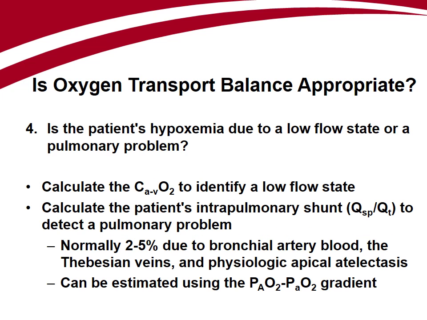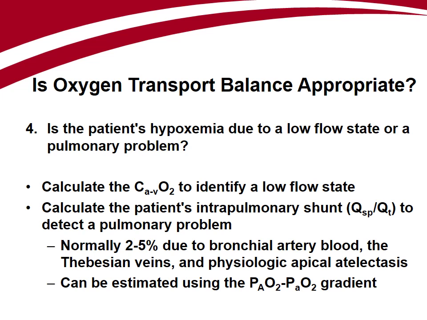Fourth, is the patient's hypoxemia due to a low flow state or a pulmonary problem? We have previously learned to use the arterial venous oxygen content difference to detect a low flow state that needs an increase in cardiac index. To determine whether a patient's hypoxemia is due to a pulmonary problem, we can calculate their intrapulmonary shunt.